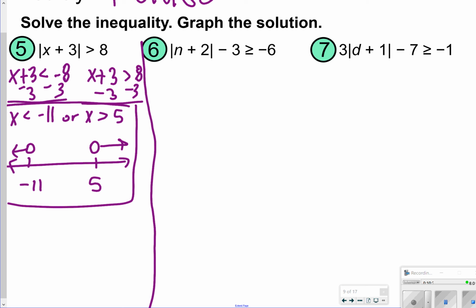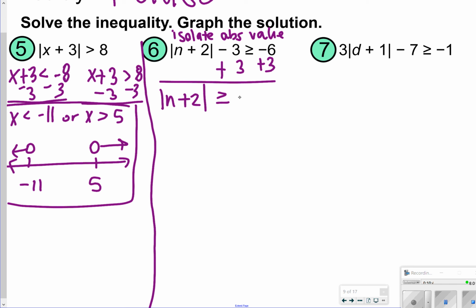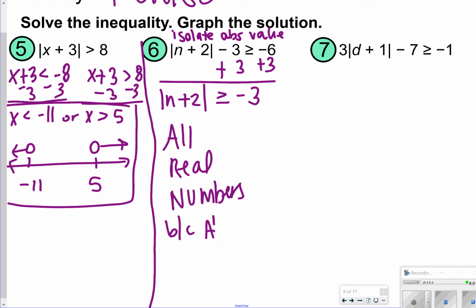It's considered OR. For number 6, I do need to isolate absolute value. So I'm going to do that first by adding 3 to both sides. So I'll have absolute value of n plus 2 is greater than or equal to negative 3. Okay. For this one again, we will have all real numbers because absolute value is always positive.